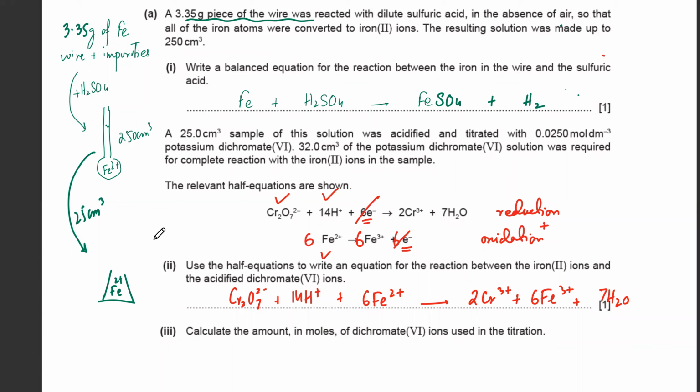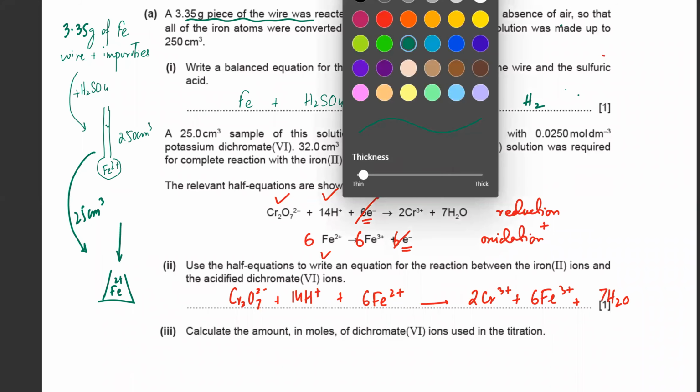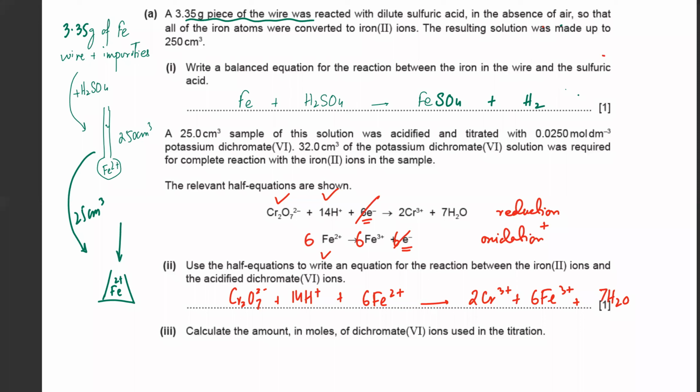So the solution contains iron 2+ ions, and it's titrated with potassium dichromate(VI). From the top, he adds Cr2O7 2-. The concentration and volume are given. Can anyone find the moles, like how much Cr2O7 2- is being used? What do we get?